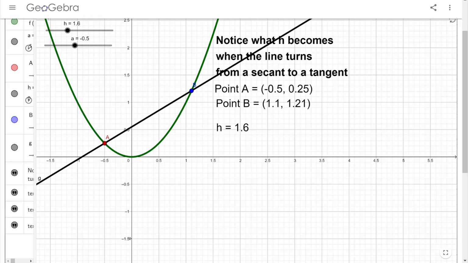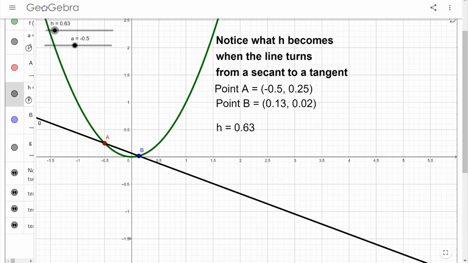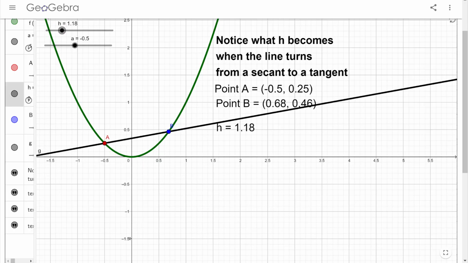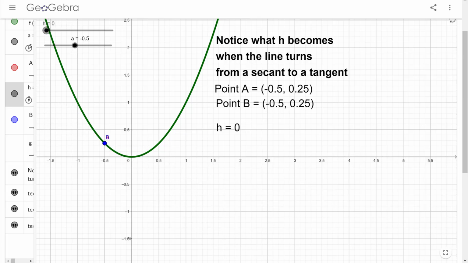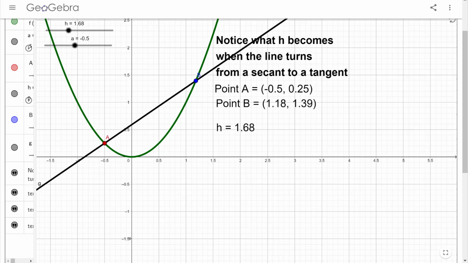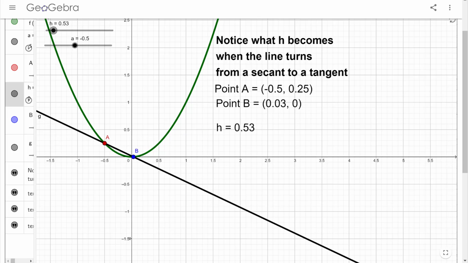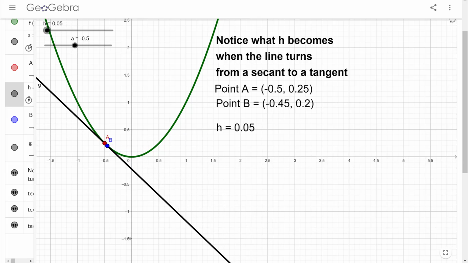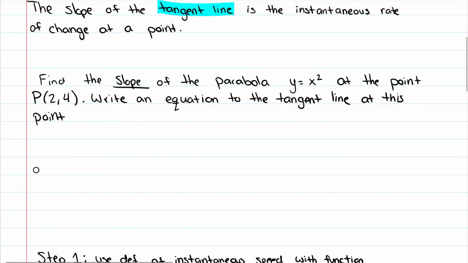But as I change h, which is the distance between the points, you see that as h approaches 0, the line becomes tangent. So when h is large, you have a secant line, and as you let h approach 0, the line becomes tangent. So the closer h is to 0, the better approximation you have for the tangent line. In this example, we're going to find the slope of the parabola y equals x squared at the point (2, 4), and then we're going to write the equation of the tangent line at this point.